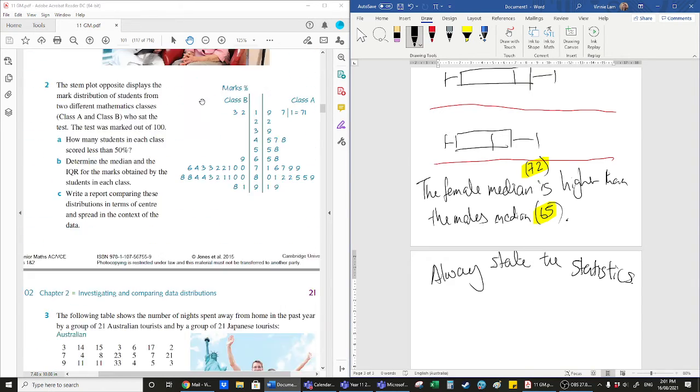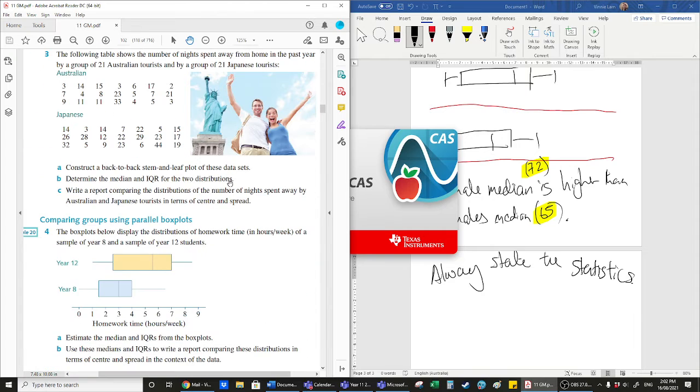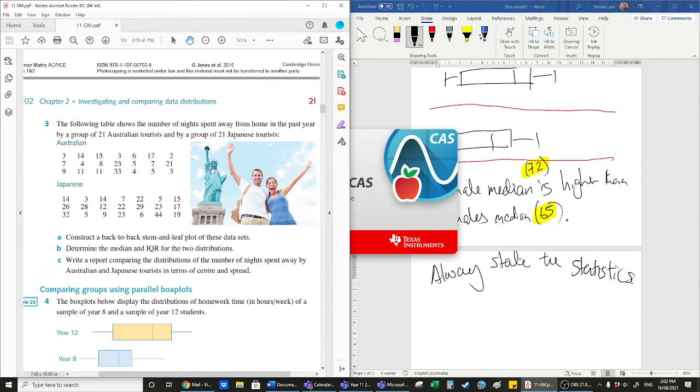Now, in terms of a back-to-back stem and leaf plot, the CAS can't do it for you. You need to do that by hand. But if you remember, the CAS calculator can help you put the numbers in order, so that's going to be a little bit easier. But it doesn't look like you have to draw. Oh no, you do. You have to do some here.